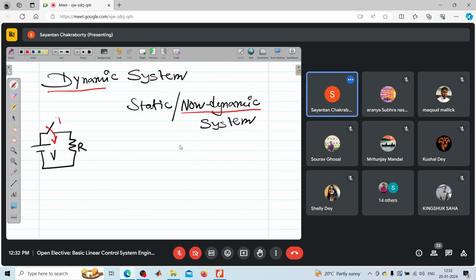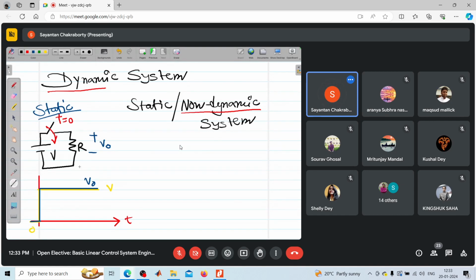If I close the switch, then my input signal is V, and the output I will get is the same. What is the output? The output is V. It is a static system: instantaneously the output change follows any change in the input.